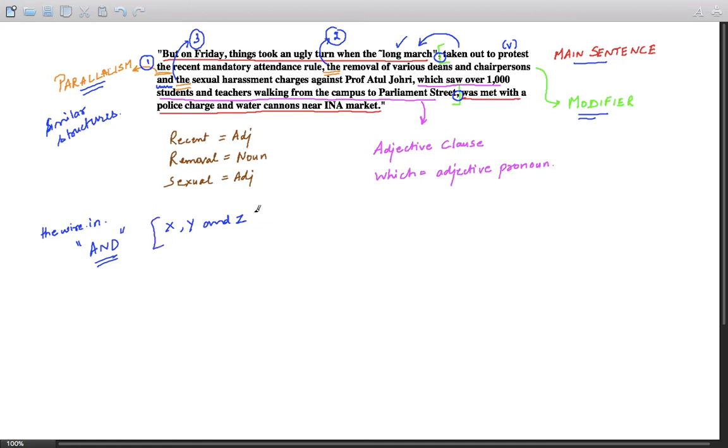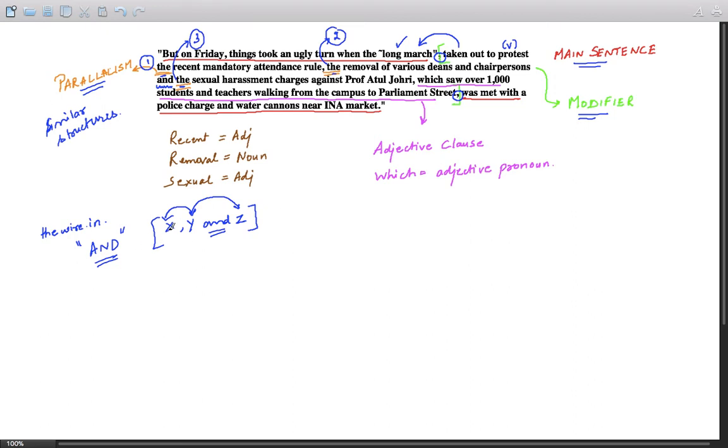Even if it is part of the modifier or not, it does not matter. Even if it is part of the main sentence, you have to use parallelism. So X, Y, and Z should have parallel structures. Now, what do you mean by parallelism? The parallel structures usually refer to the first word, the, over here. So these are articles and they should be the same in this case.